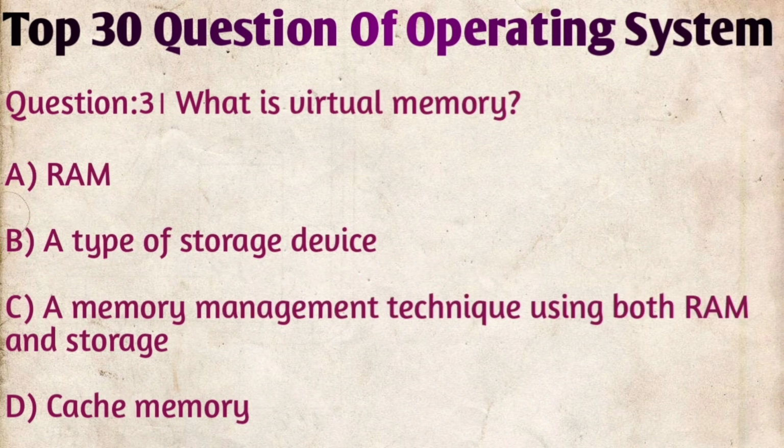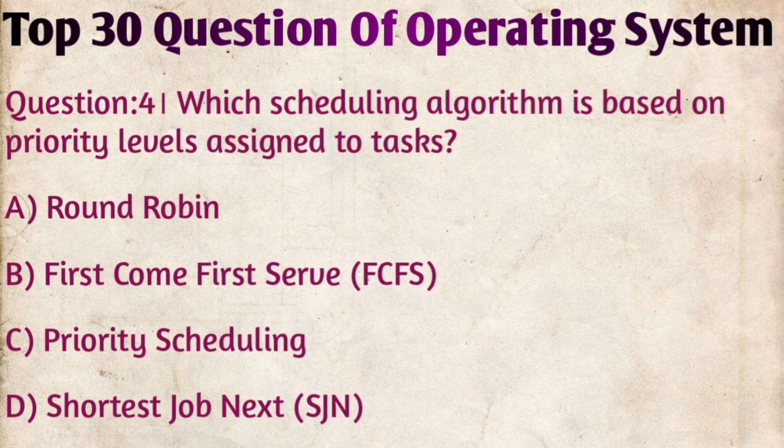Question 3. What is virtual memory? A. RAM. B. A type of storage device. C. A memory management technique using both RAM and storage. D. Cache memory. So the answer is C. A memory management technique using both RAM and storage. So we are moved towards our next question.